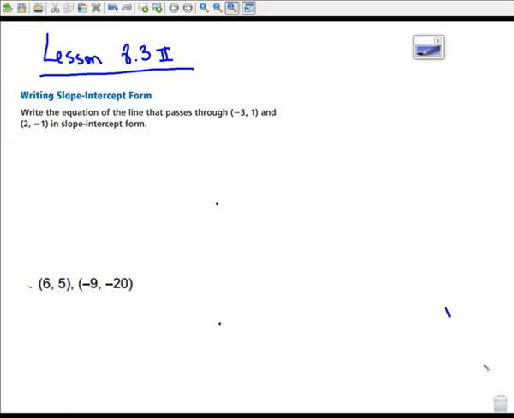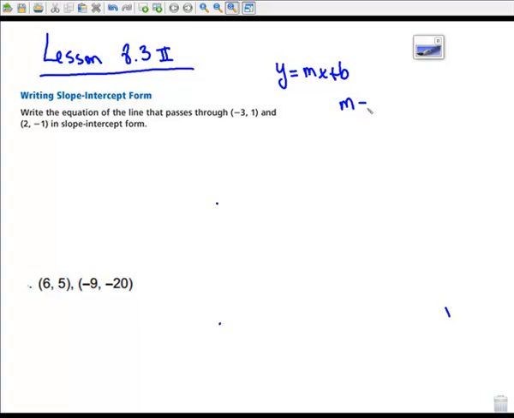Part 2 of lesson 8.3 is writing the slope-intercept form of a line given 2 points. So for example, we're going to write the equation of a line that passes through the points (-3, 1) and (2, -1), and we're going to put it in slope-intercept form. Let's just review. Remember, slope-intercept form is y equals mx plus b.